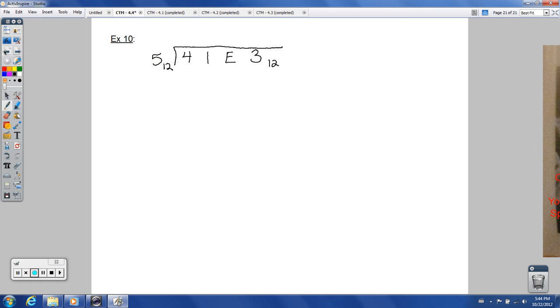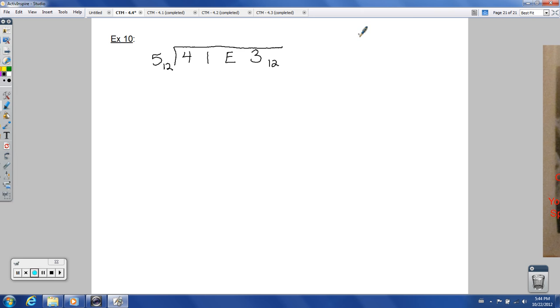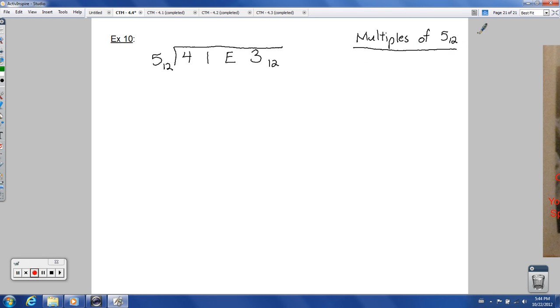So just like before, I need to start off by listing my multiples of this part here, of my divisor right there. So what are the multiples of 5 base 12? And over here, same sort of idea as before. I'm going to put my base 10 concepts. Use that different color. Whenever I use orange in this whole lesson, I want to see you using your different color that you've chosen. So what do I have here? How many different things do I have?